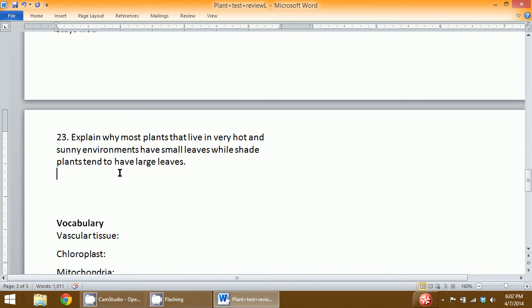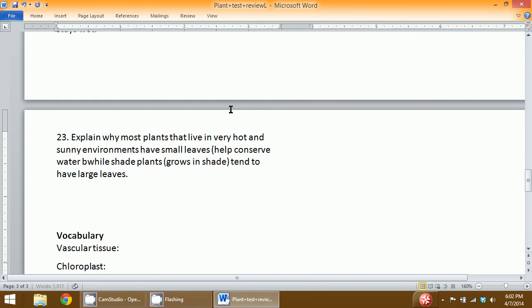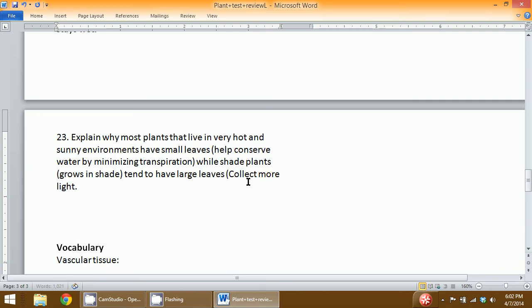Explain why most plants that live in very hot and sunny environments have small leaves, while shade plants tend to have large leaves. Well, a shade plant is a plant that grows in the shade. And small leaves help conserve water by minimizing transpiration. Large leaves will collect more light. And that's pretty much it.